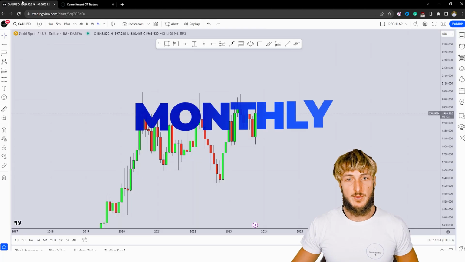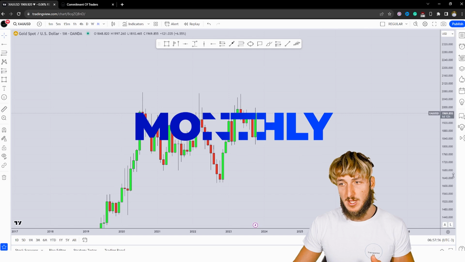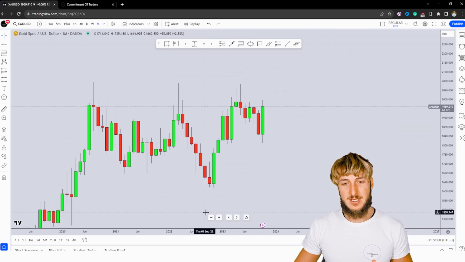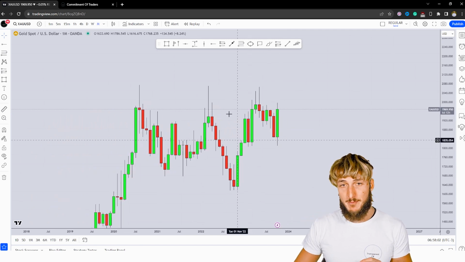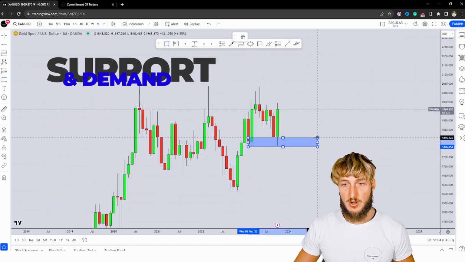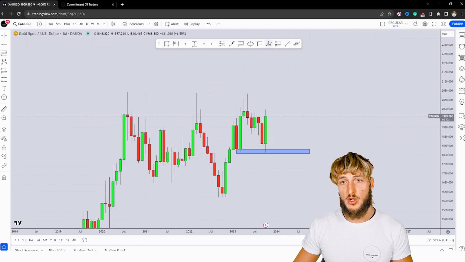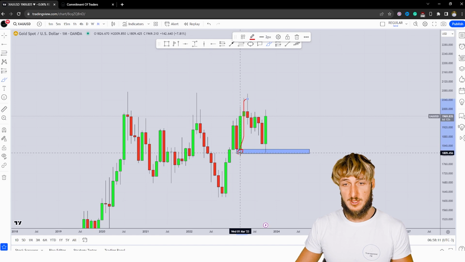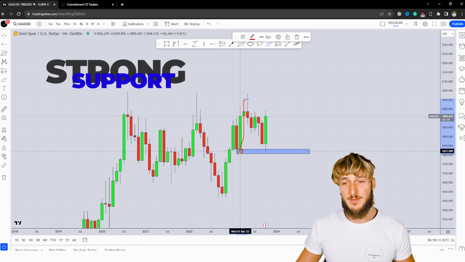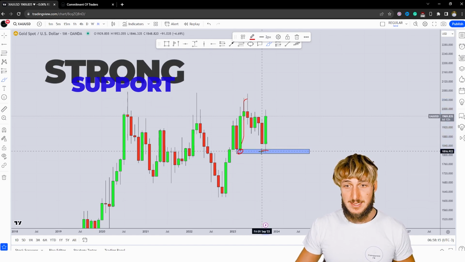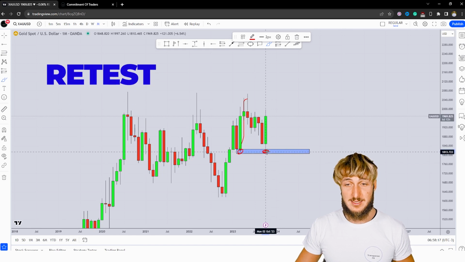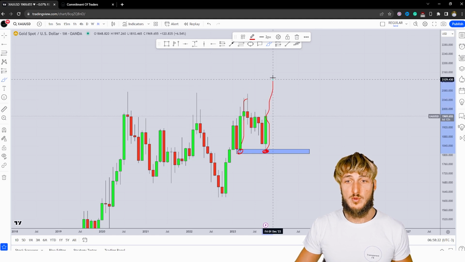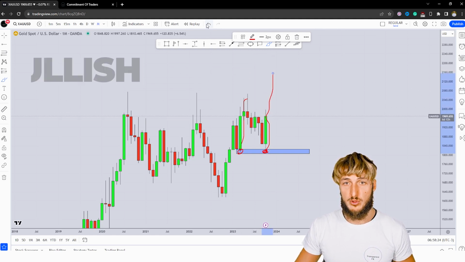Now, starting from the monthly time frame, what we can see is that we have a market which at the moment is rejecting to the upside a quite significant monthly demand and support area. In fact, from here, all this previous rejection to the upside was created, confirming this zone as strong demand and support. And at the moment, we can see how the market is currently testing this exact same level. It is rejecting it to the upside. And from here, we could expect more potential bullish continuation.